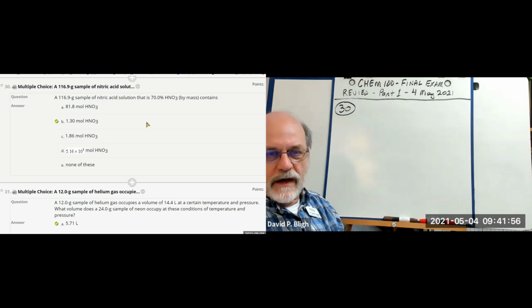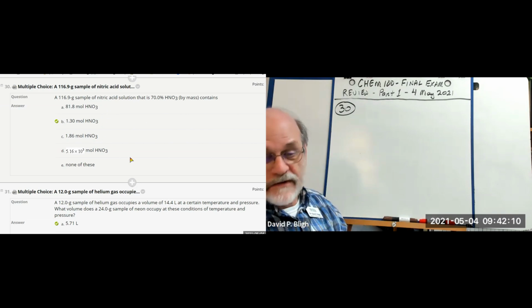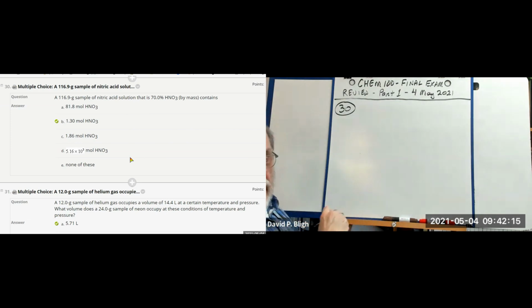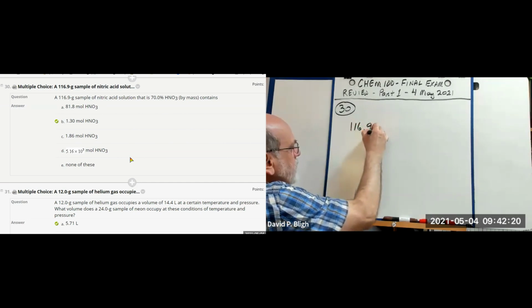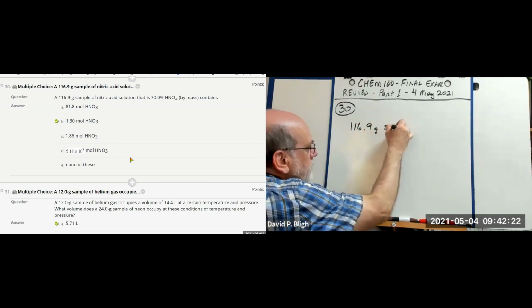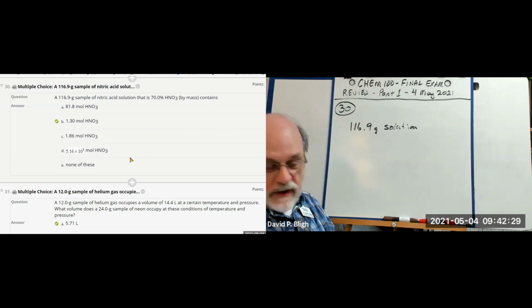All right, a 116.9 gram sample of nitric acid solution that is 70% HNO3 by mass contains how many moles of HNO3? This is the dimensional analysis problem. All right, we're given 116.9 grams of solution. All right, but it's only 70% HNO3.